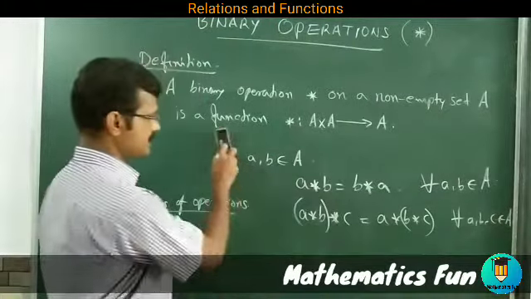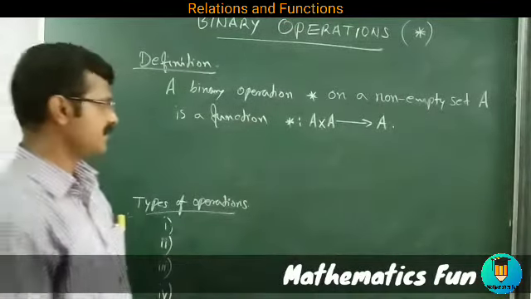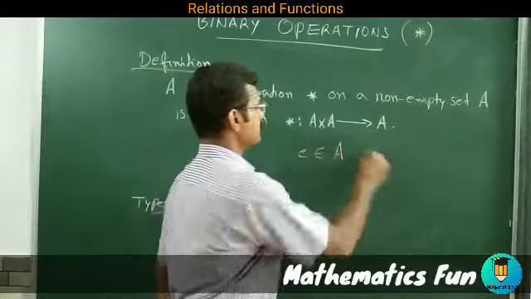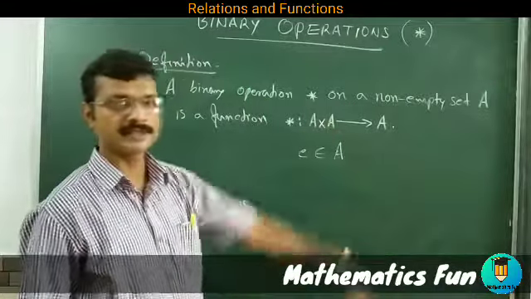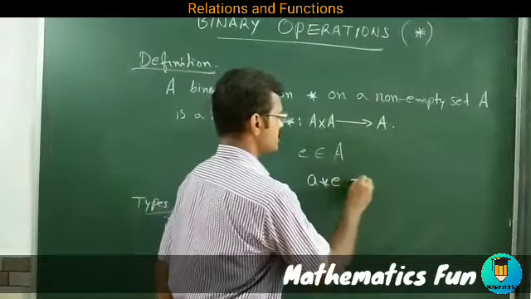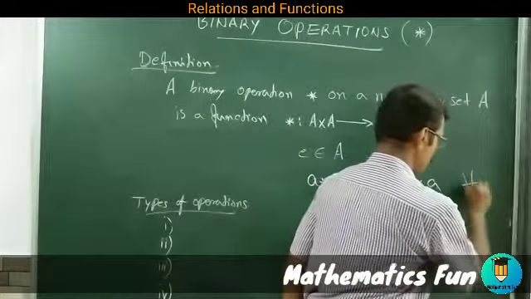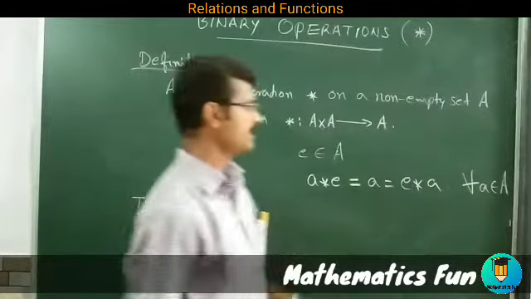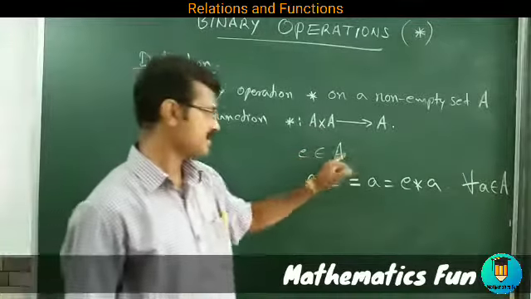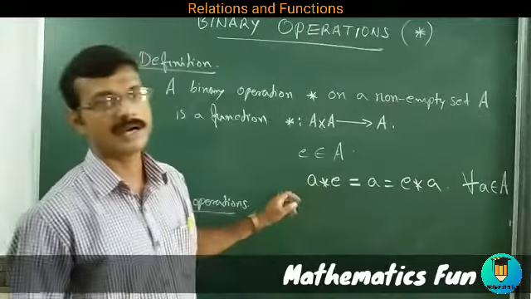Next, about the identity element. What is identity element? Let e, usually we use the letter e, belong to the set A and be the identity. Then if I take any element from here, A star e is equal to e star A for all a belongs to A. If you take any element from A, there will be an element e belongs to A such that A star e is equal to A is equal to e star A. Then we can say that the identity element exists.